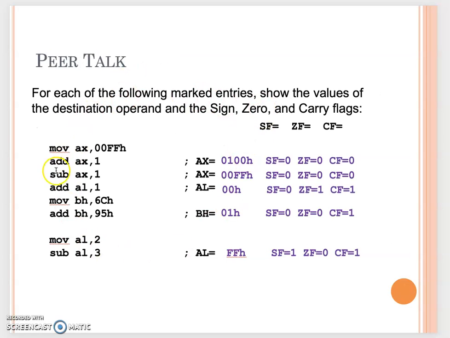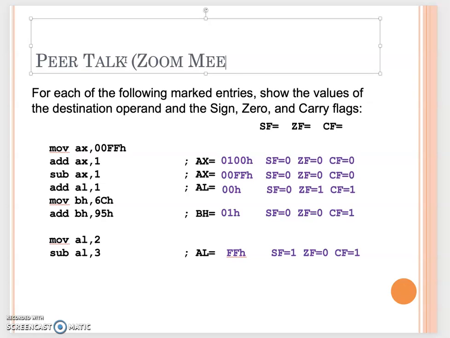So then make sure you spend time to see the example here and answer all the values we have here for the AX, AL, BH, AL. Then check your sign flag, zero flag, and carry flag, what the result is. If you have questions on that, we will go over this one during the Zoom meeting to make sure everyone understands that.